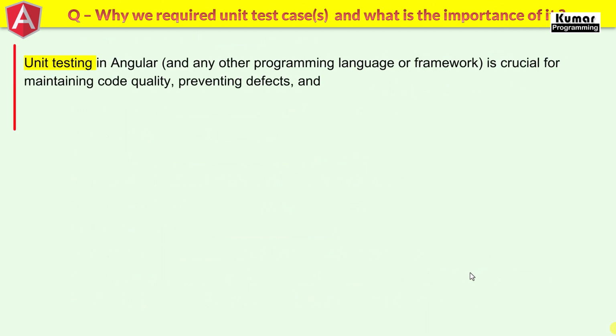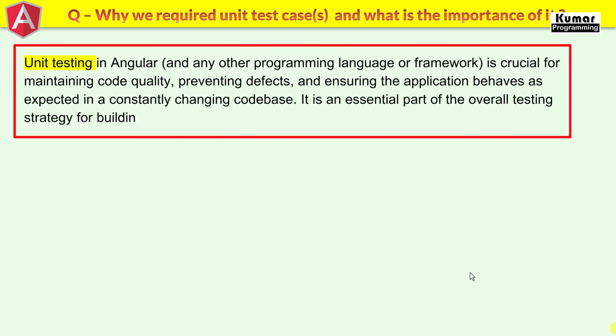Basically, unit test cases in Angular or any other programming language or framework are a very crucial part of maintaining code quality, preventing defects and ensuring the application behaves as expected in a constantly changing code base. It is an essential part of the overall testing strategy for building robust and reliable software. Whenever you are making changes in your application and you don't know what impact it is going to have on the entire application, in that case unit test cases are required.